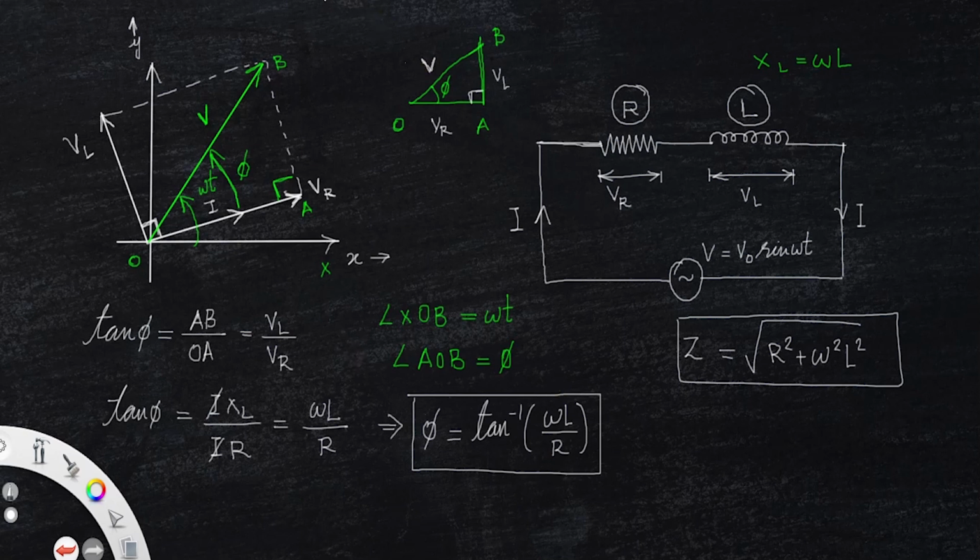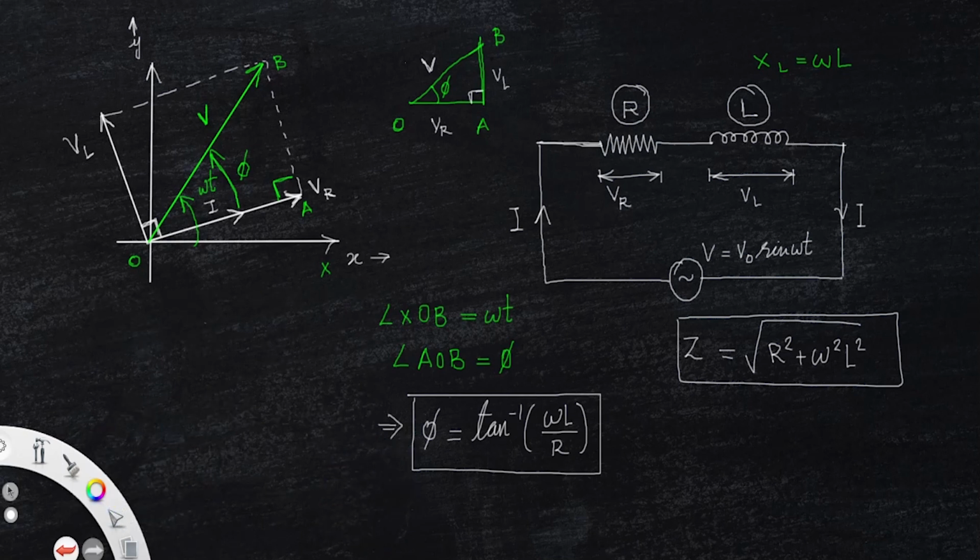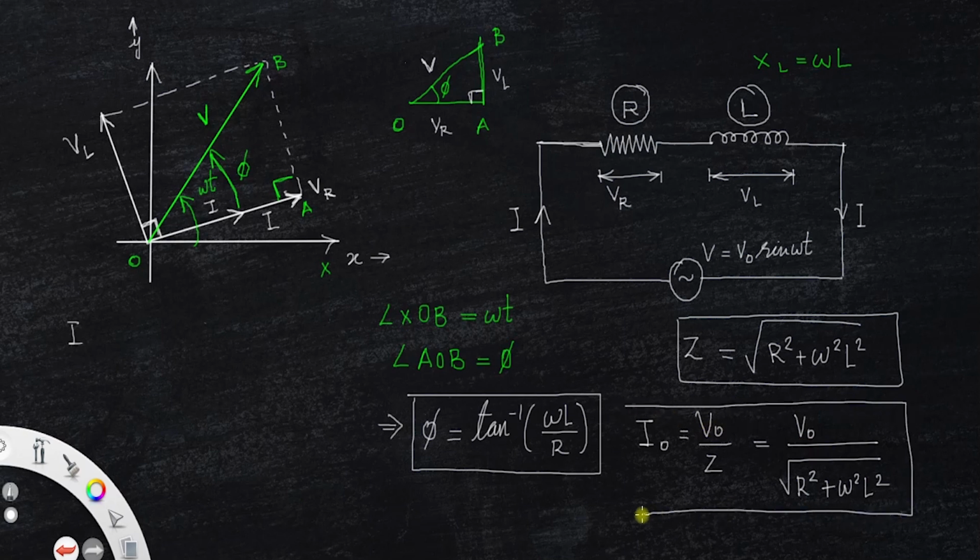Now we need to find the value of current. From the figure itself, you can see that current is always behind the voltage. Before that we have to find the peak value of current. We have I0 is equal to peak voltage divided by impedance, or V0 divided by root of R square plus omega square L square. So this is the value of peak current.